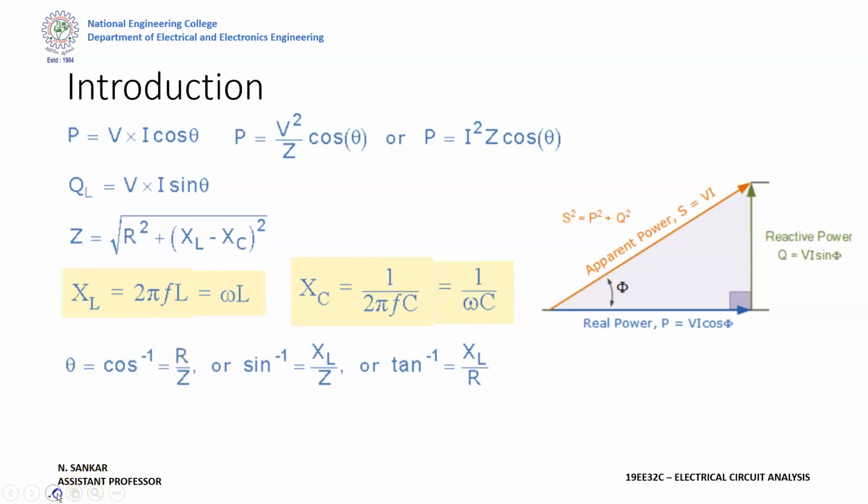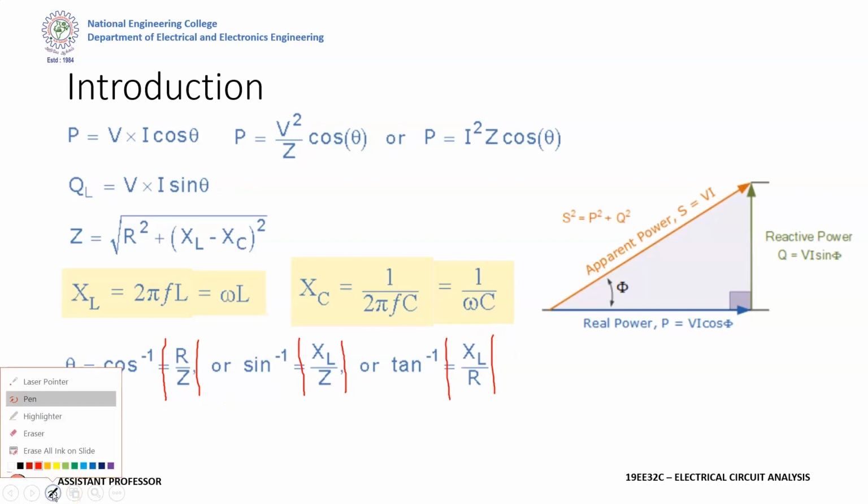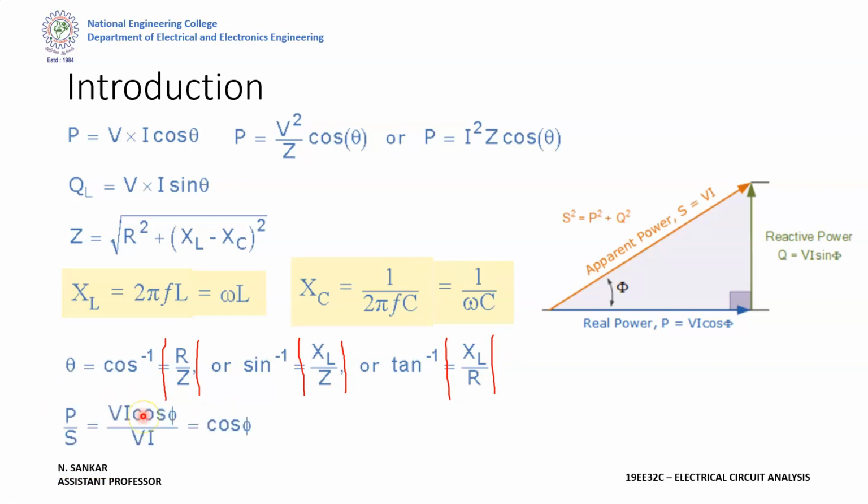I already told this in the previous lecture; I didn't change the figures here. It is nothing but cos inverse of R by Z, or sin inverse of XL by Z, or tan inverse of XL by R. This is for the phase angle. Or simply you can take real power divided by apparent power, that is VA cos phi divided by VA, which is equal to cos phi. That is your power factor.